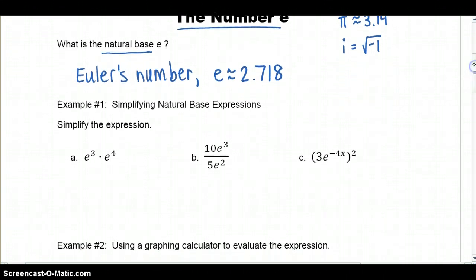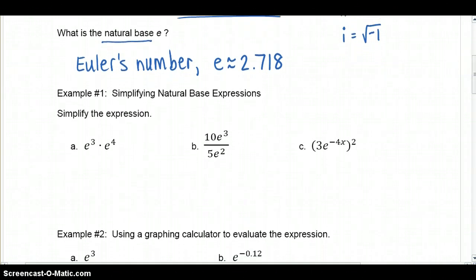Alright, let's take a look at some examples using e. We're going to get to the applications in a little bit, but first let's just get used to using e. So in example 1, we're going to be simplifying natural base expressions. So natural base, again, that's e. So expressions with e in it. It says simplify the expression. For these problems, A, B, and C, we're just going to be using our exponent properties to simplify it. I don't want you to type it in your calculator unless it specifically asks for an approximate answer in the directions. Here it doesn't, so I'm just going to use my exponent properties.